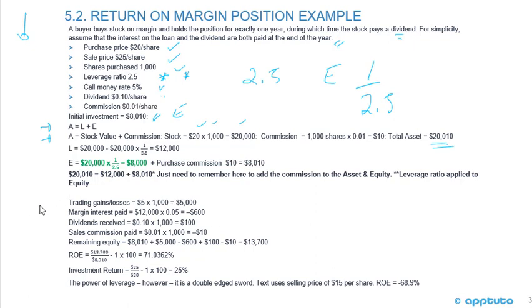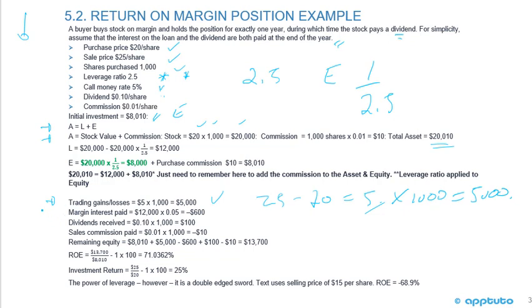In this case, it's a profit because we bought at 20 and we sold at 25, okay? So we can see our trading gains was $5 per share times 1,000 shares, which is $5,000. That's the 25 we sold for minus the 20 that we bought equals $5 a share times 1,000 shares. And that's going to be $5,000 on the sale of the stock, okay?